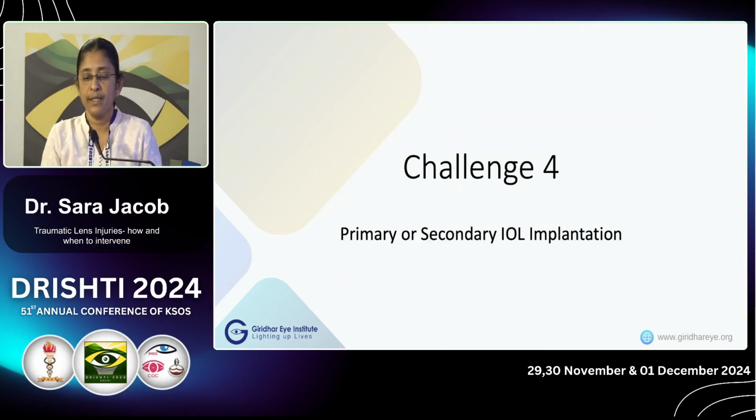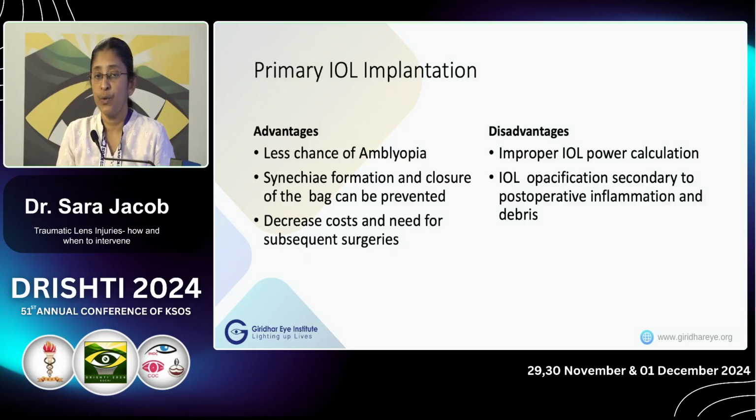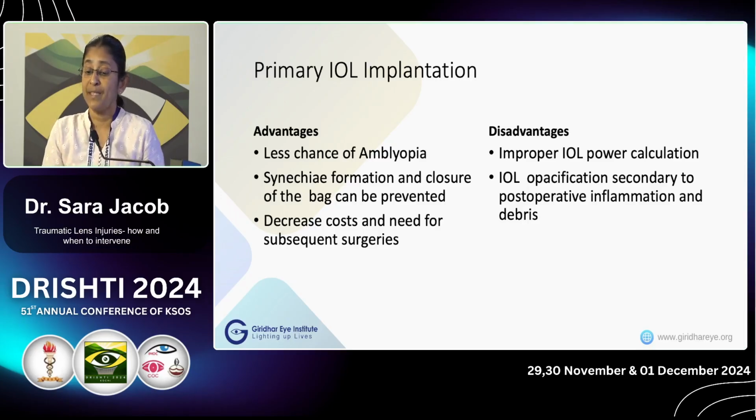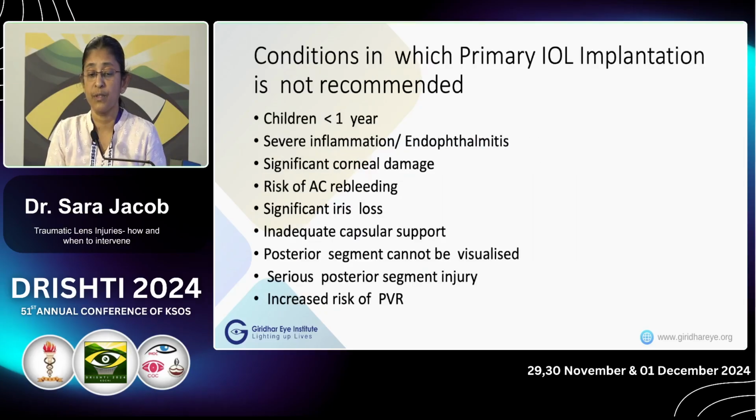The fourth challenge is whether to implant the IOL as a primary or secondary procedure. Primary IOL implantation, the advantages are less chance of amblyopia, the synechia formation can be avoided, and closure of the bag can be prevented. Disadvantages are that it is difficult to do a correct biometry and keratometry, and IOL power calculation can be erroneous. The IOL opacification can occur secondary to the postoperative inflammation that occurs.